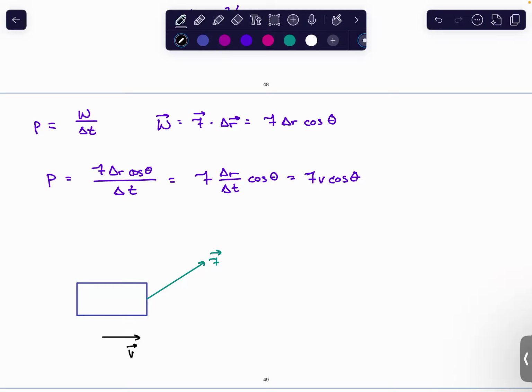So what we can do is we can move the force and the velocity. And then between the two, we're gonna end up having an angle theta. So that's the angle that would end up going into the plane.